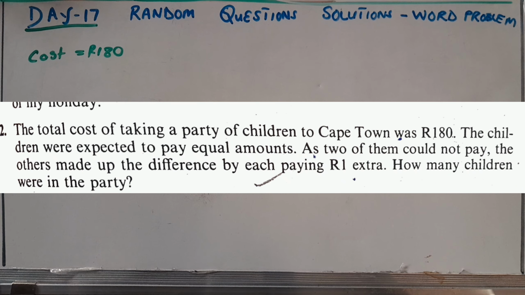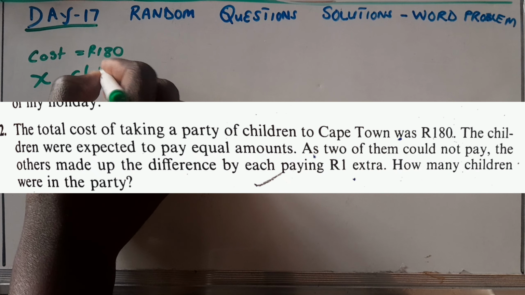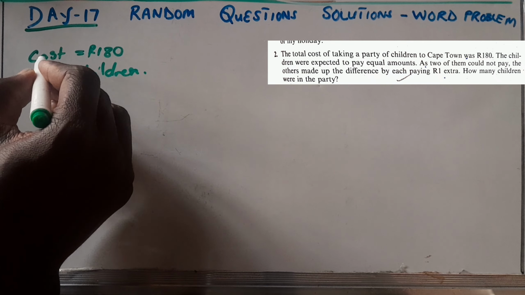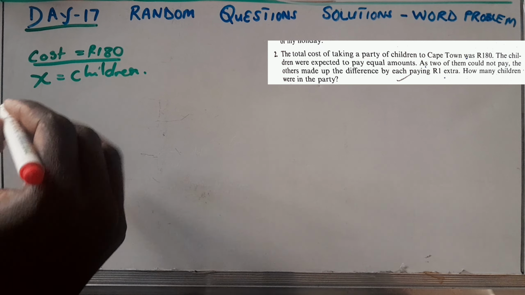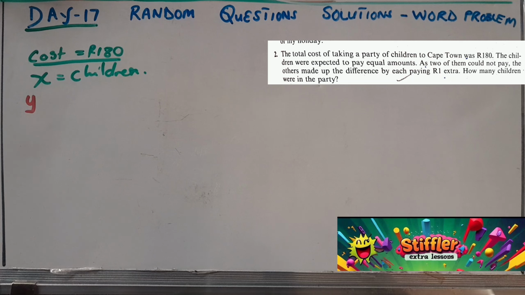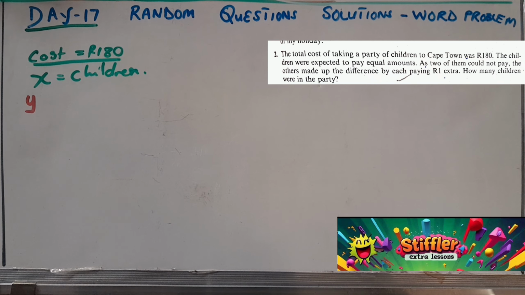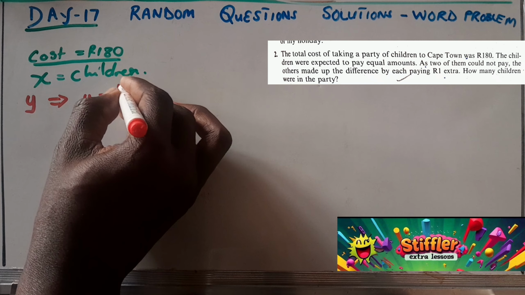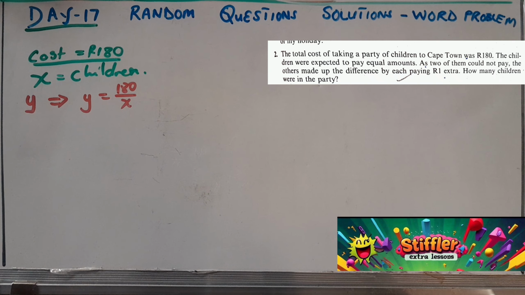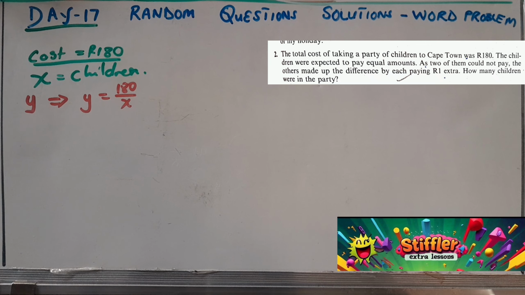So it means that, to start with, the number of kids that were taken to the party was x children, and the total cost was 180, right? If we want to see how much it was costing per child, we can say that y is the cost per child. So if we want to find out how much each was paying, we can just say y is equal to 180 over x. This is the amount that each was paying, right?